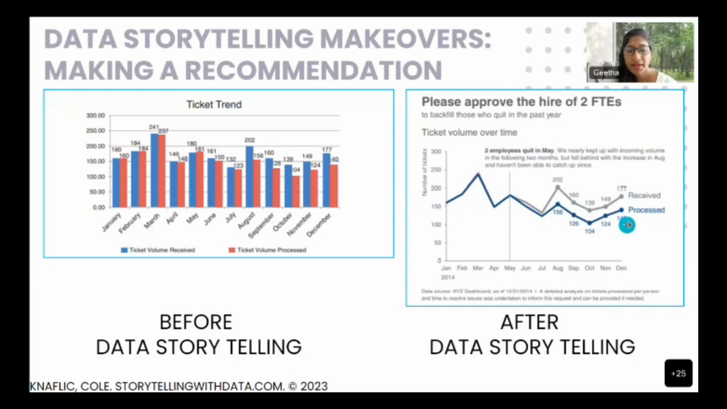So they try to do the backlog, but they have not been able to catch up, because even if they get the current workforce, the support team, to catch up, they're not able to, and there's still that gap. And this gap is expected to continue until and unless we have the 2 full-time employees coming in to replace this headcount. So that brings an immediate recommendation as a title to say that, oh, please approve the hire of 2 full-time employees to backfill those who quit last year.